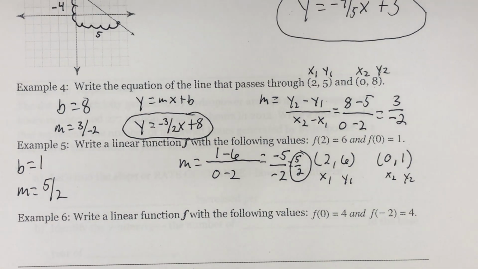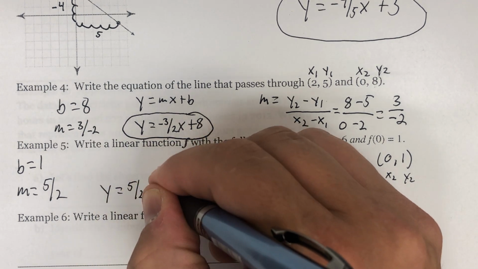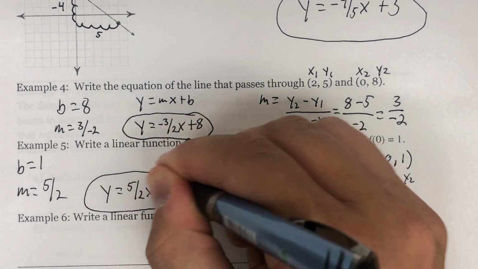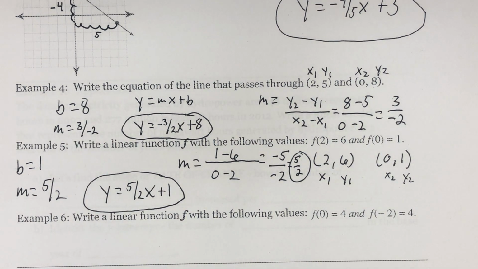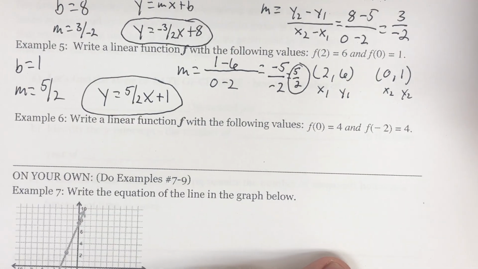All right, at this point, hopefully we have this memorized. Just need to plug it in. Y equals 5 over 2x plus 1. We have the equation of our line. Okay? One more example here with our function notation.